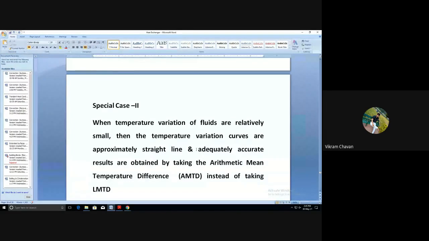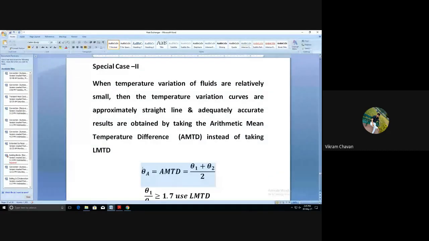And what is meant by AMTD? Theta A we can use to represent the AMTD. So theta A is equal to AMTD, which is equal to theta 1 plus theta 2 divided by 2. That is nothing but the average of theta 1 and theta 2.